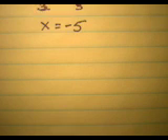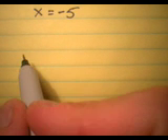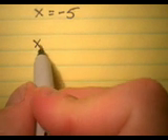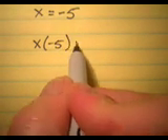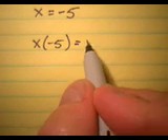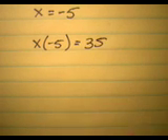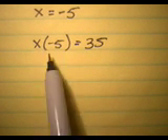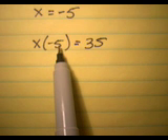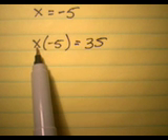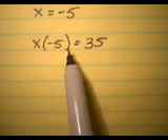Let's try one last problem. What if we do x times negative 5 equals 35? Now, this may look a little funny. I had to put parentheses around it this time to separate the 5 from the x so you wouldn't think this was x minus 5.